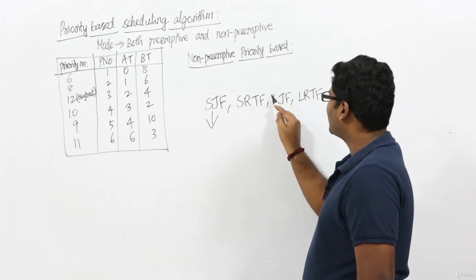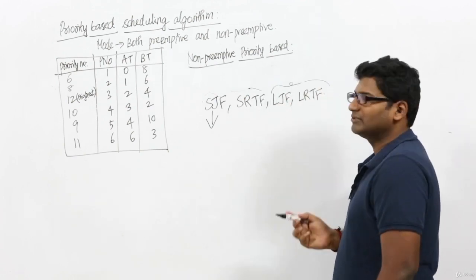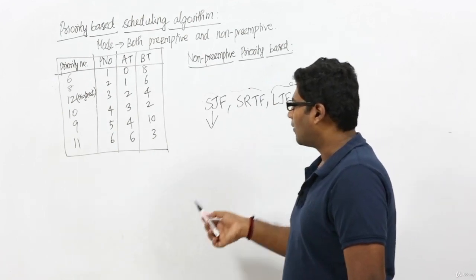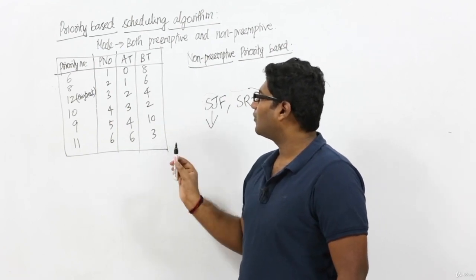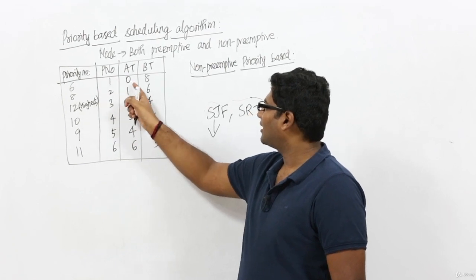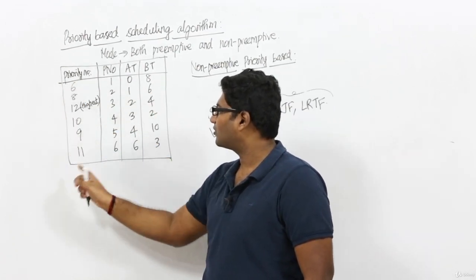Whereas here we give priority to processes with the largest burst times, right? So they are clearly priority based scheduling algorithms. Now instead of taking the burst times, they have given one more thing, right? See, they have given process number, arrival time, burst time. Along with that, they have given a priority number to every process.